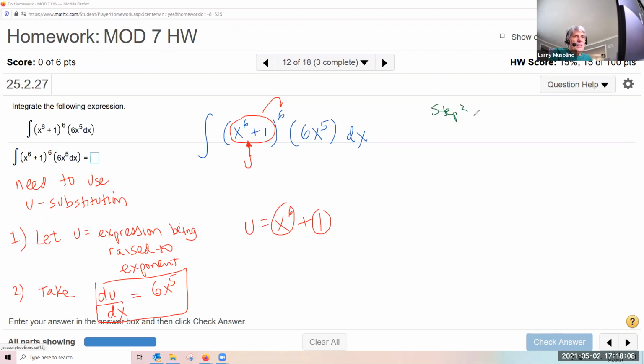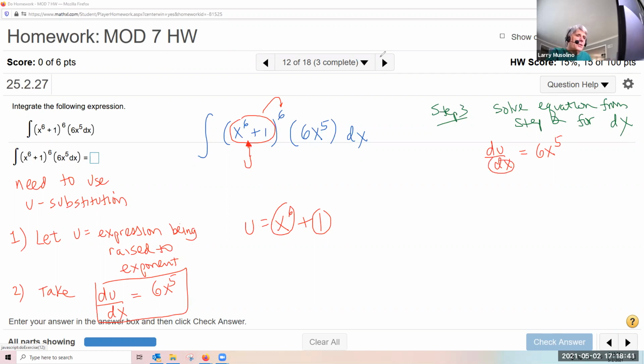All right, let me go to step 3. Step 3 says solve the equation from step 2 for dx. What that means is I want to get dx by itself on one side of the equation. Let me show you what I mean. I'm going to go back and write du dx equals 6x to the 5, right? That was what we got from step 2.